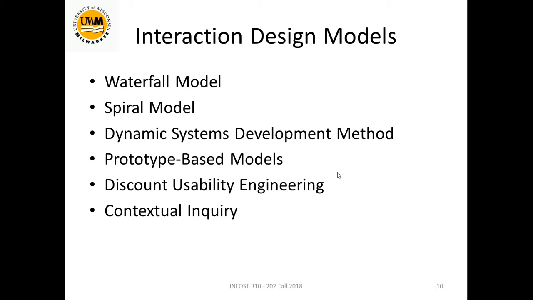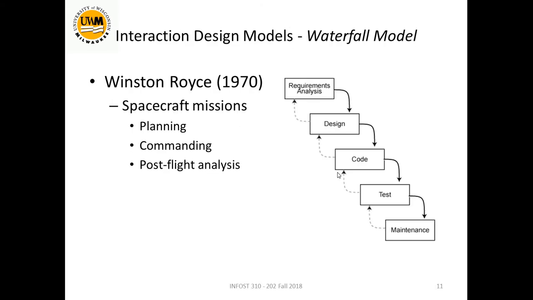Now we're going to talk about interaction design models. What types of design models do we have? The first type is the waterfall model. The waterfall model was developed in the 1970s. It includes 3 stages: planning, commanding, and post analysis.